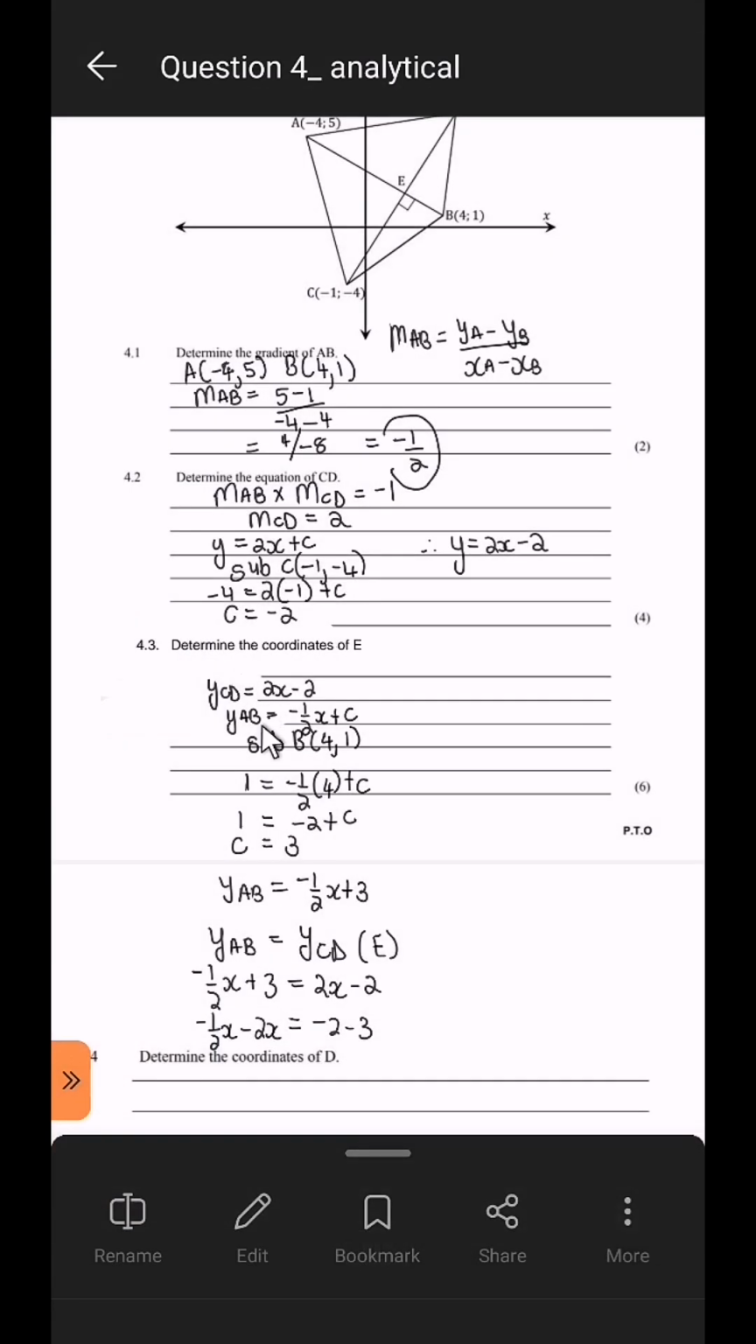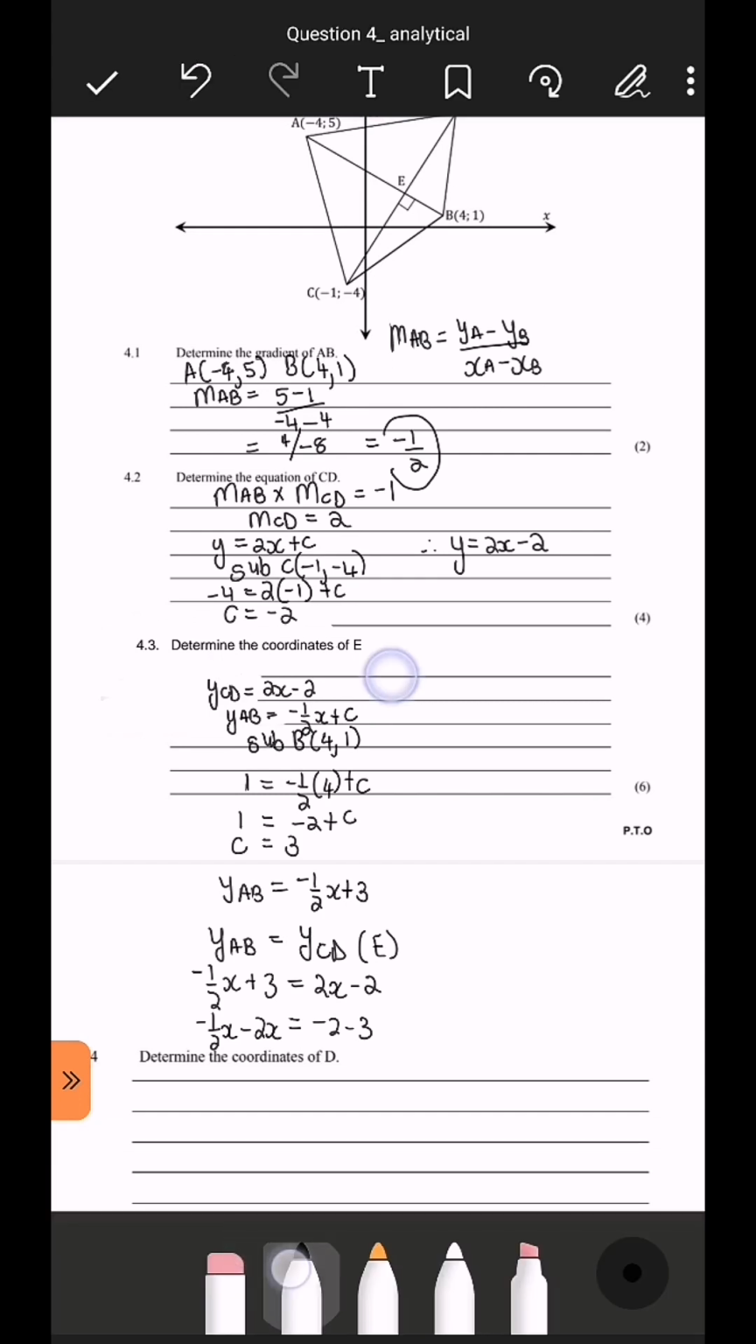Next, we are going to have negative 5 over 2x equals negative 5. Then you are going to multiply both sides by negative 2 over 5, because what you do on your left, you do on your right. And then we are going to be left with x equals a positive 2.